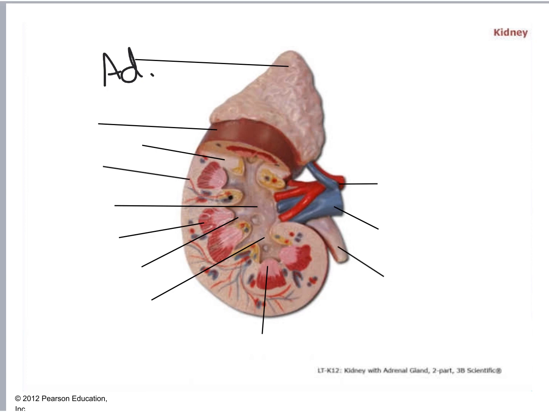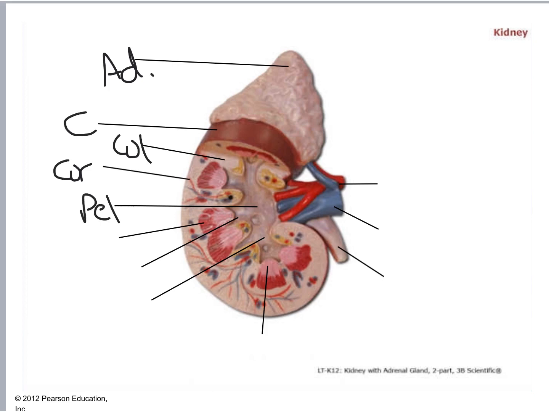This next line is pointing to the renal capsule. We looked at that in the previous slide. The next line is pointing to the renal column. We saw that in the previous slide. The next line is pointing to the outer part of the kidney, which is the cortex. The next line is pointing to the renal pelvis.